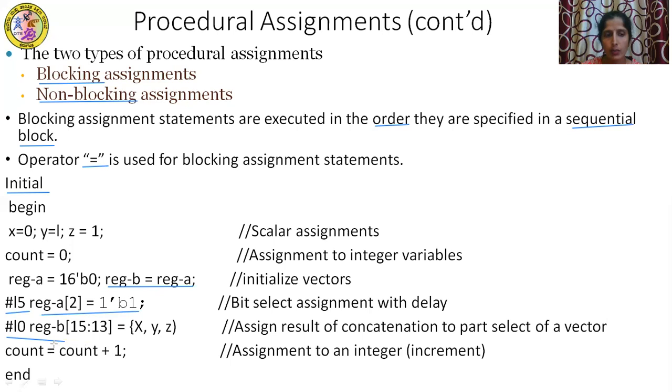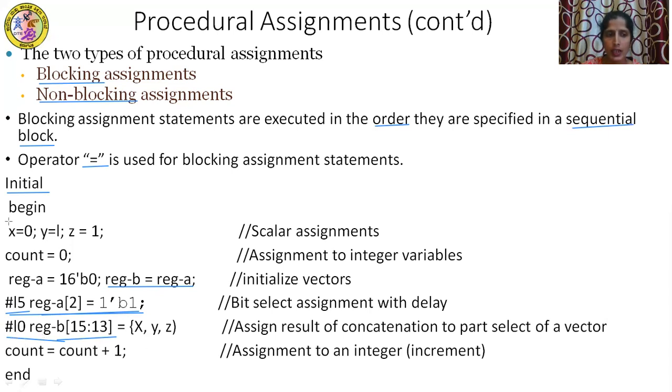So register B, which is a part select, 15 down to 13, is assigned with the concatenation of x, y, z. Since the previous statement will be executed after a delay of 15 time units, at what duration of time will this statement be executed? So this statement will be executed after 15 plus 10, so that is 25 units of time.